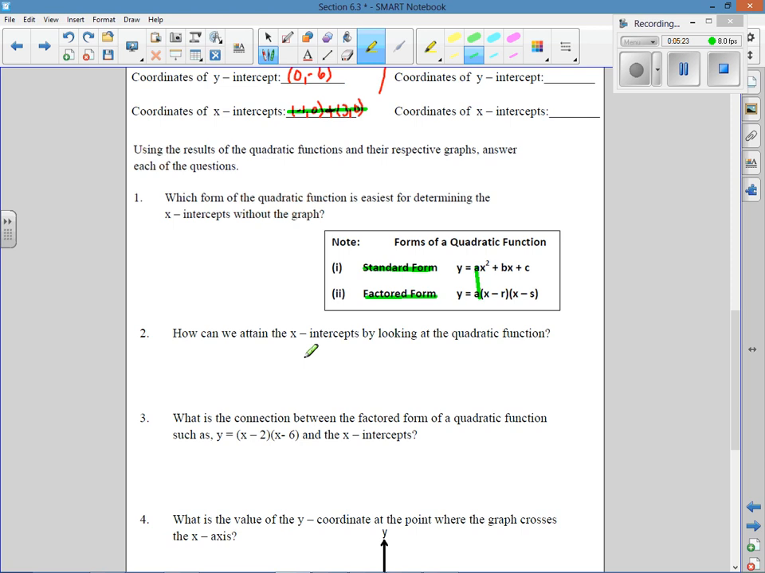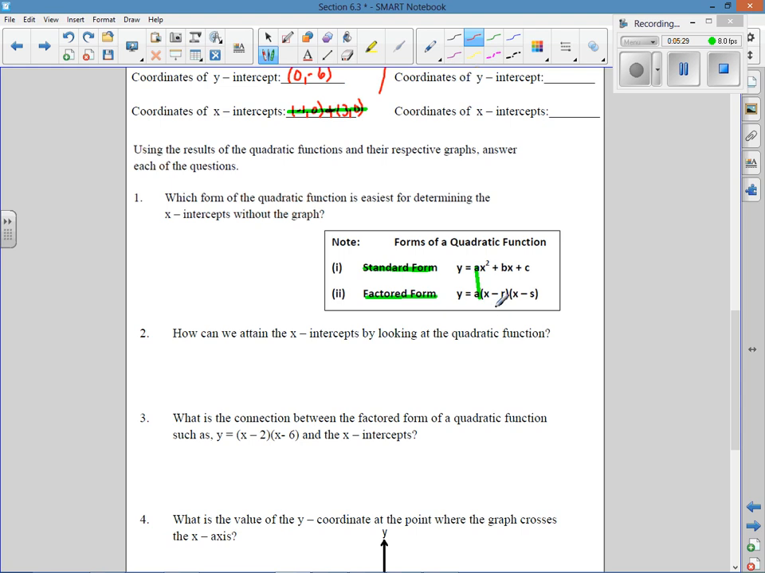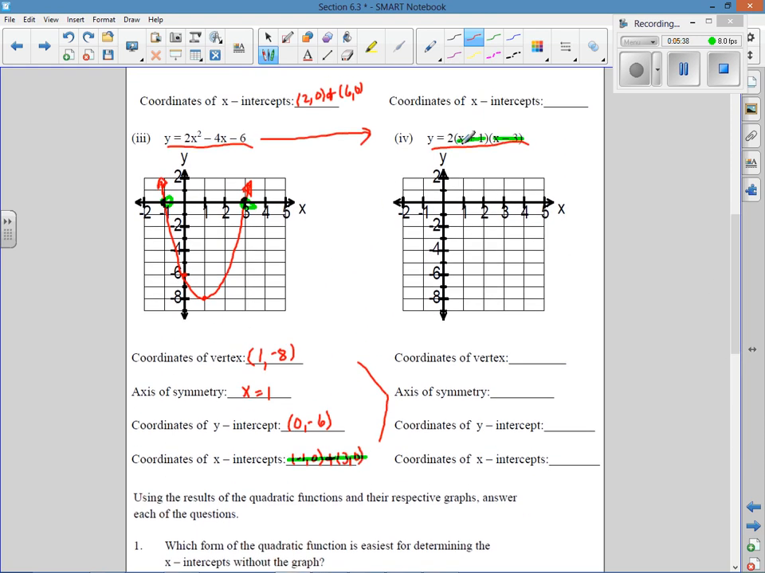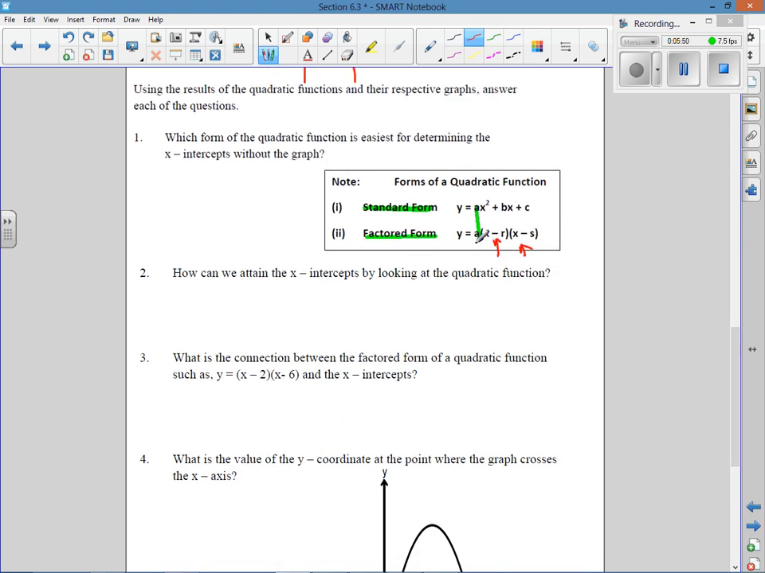And how can we obtain the x-intercepts by looking at the quadratic function? It's the opposite of the values that you see here. So if you look back up to the past equation, the opposite of 1 is -1, and that's one of our x-intercepts. And the opposite of -3 is 3. And that works so long as we have the a value factored outside.